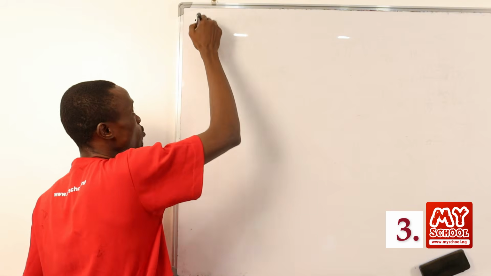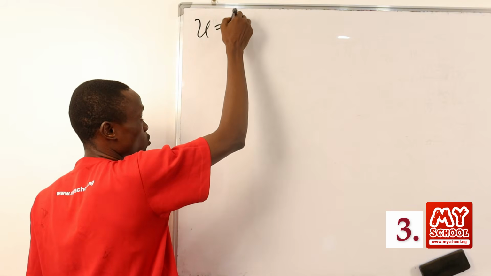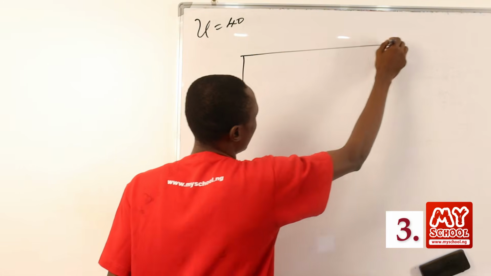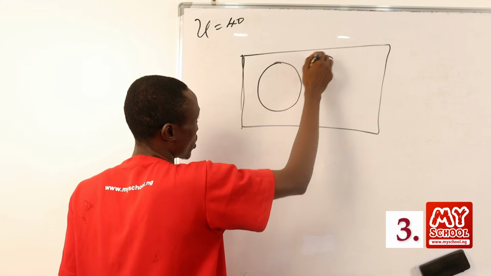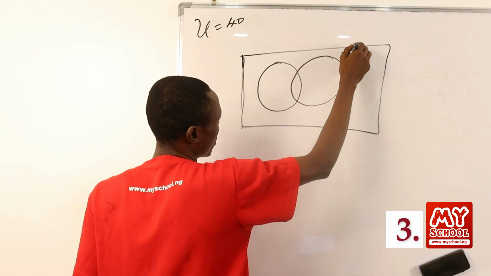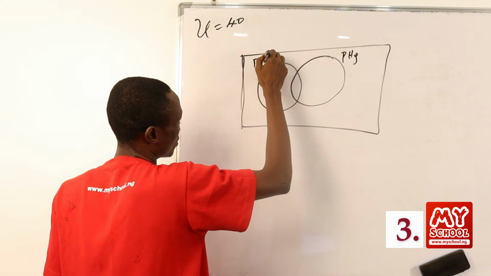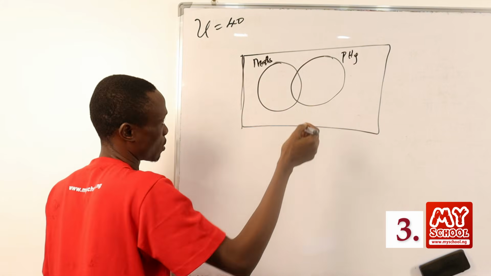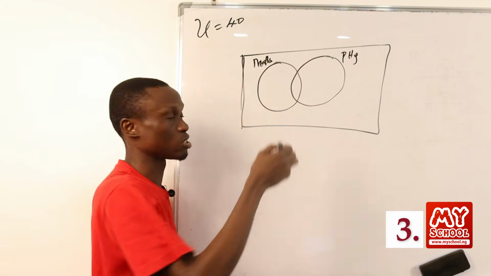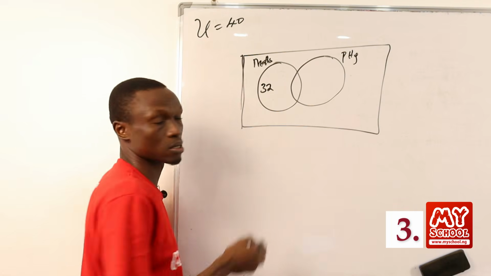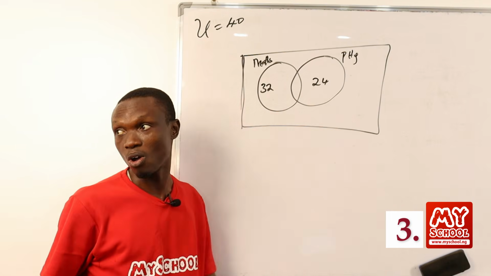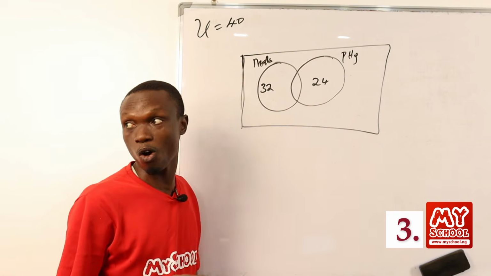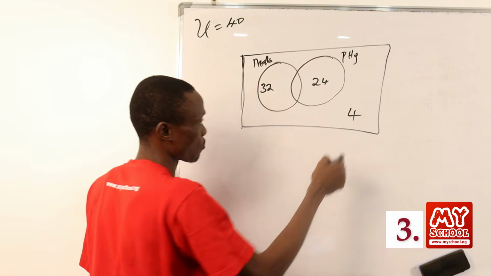So we know the total number of students to be equal to 40, right? So we are going to draw a Venn diagram. Now, one of the circles will represent mathematics, while the other one will represent physics. So let's say this is the circle for physics, while this is the one for maths. According to the question, 32 students offered maths, while 24 offered physics, while 4 offered neither of the subjects. So we put our 4 here, right?